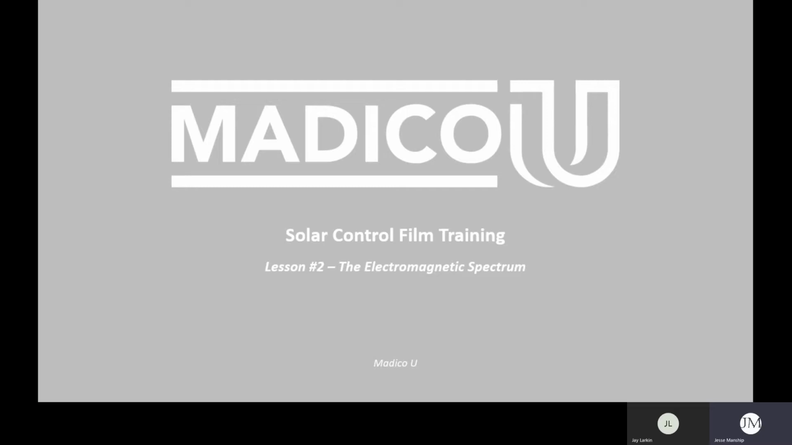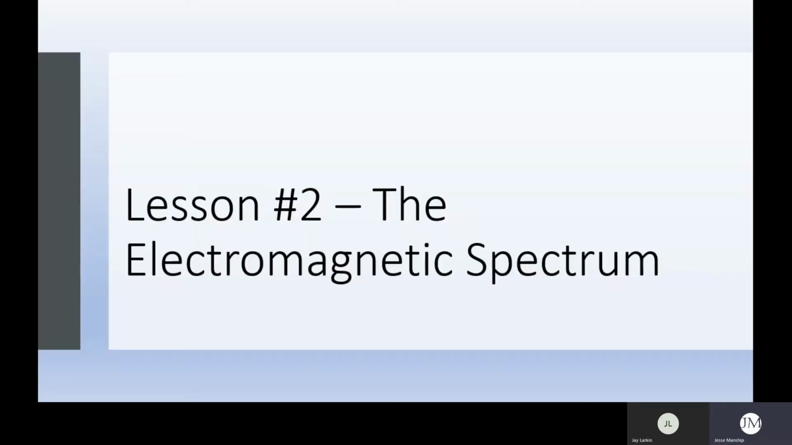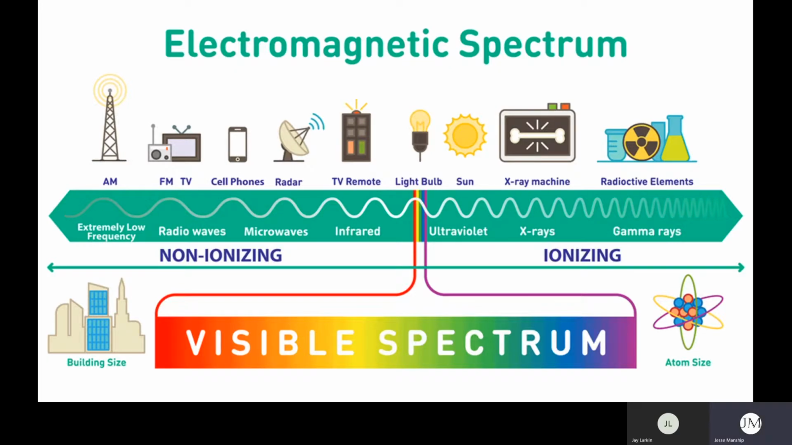This is lesson 2 of our solar control film training, the electromagnetic spectrum. Here we see a representation of the solar spectrum. Of interest to us in the window film industry is the ultraviolet, the visible, and the infrared. Ultraviolet is recognized as 100 to 400 nanometers.